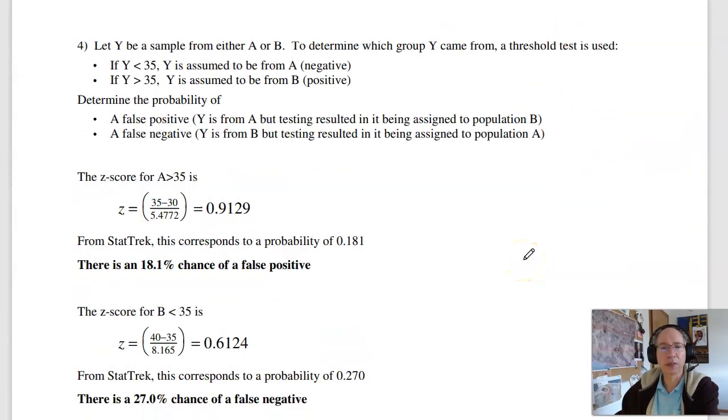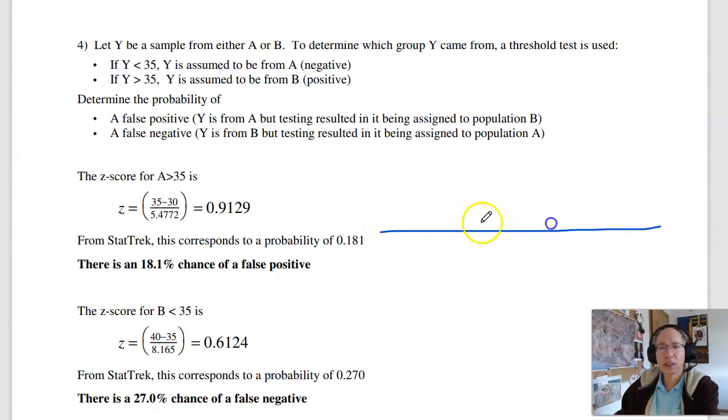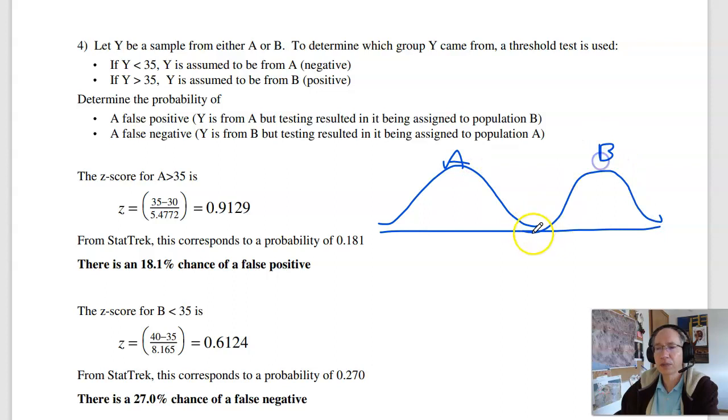Problem 5. Suppose I've got two populations. So you could think of it like here's cats and here's dogs. And I'm just going to take the weight and determine what's the weight of the animal. If my threshold is 35, so A has a mean of 30, B has a mean of 40. If I take an animal and weigh it, and say if it weighs more than 35 pounds, I'll call it a dog. If it weighs less than 35 pounds, I'll call it a cat.